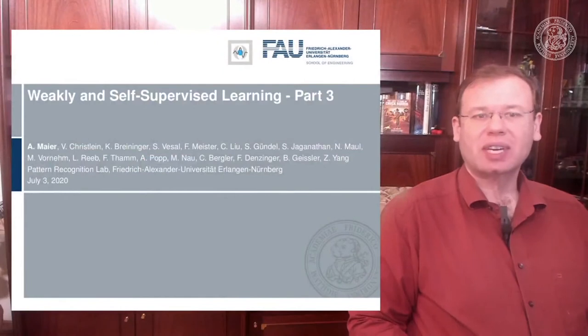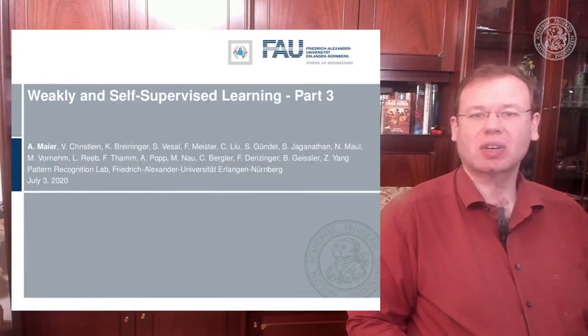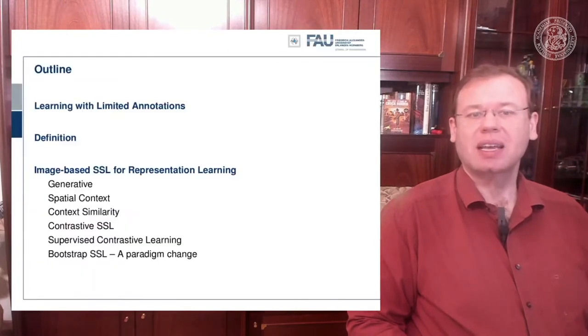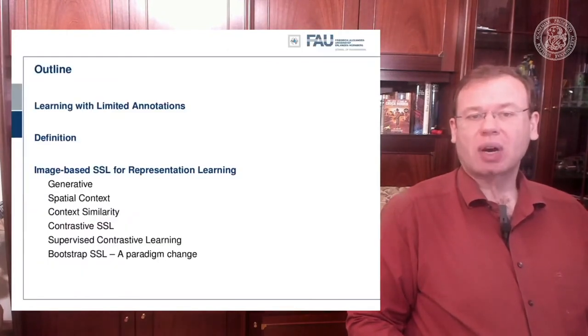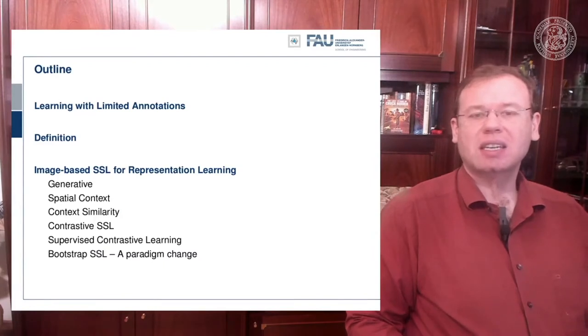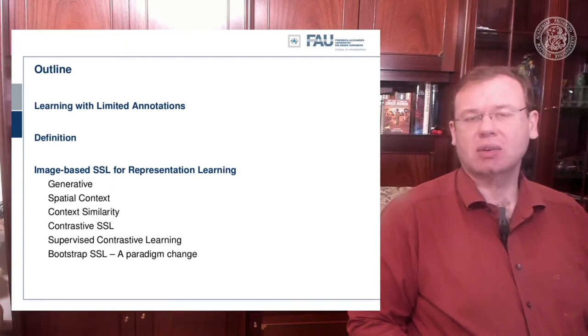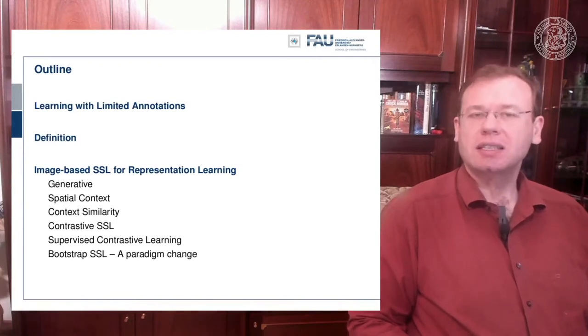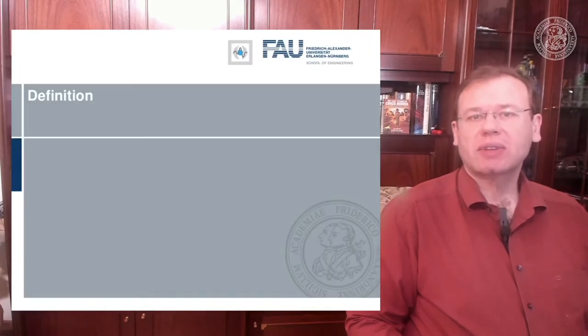So this is part three of weakly and self-supervised learning, and today we actually start talking about self-supervised learning. There are a couple of ideas around in self-supervised learning, and you can essentially split them into two parts. One is how to get the labels, the self-supervised labels, and the other part is that you work on the losses in order to embed those labels and have particular losses that are suited for the self-supervision. Okay, so let's start with the definition.